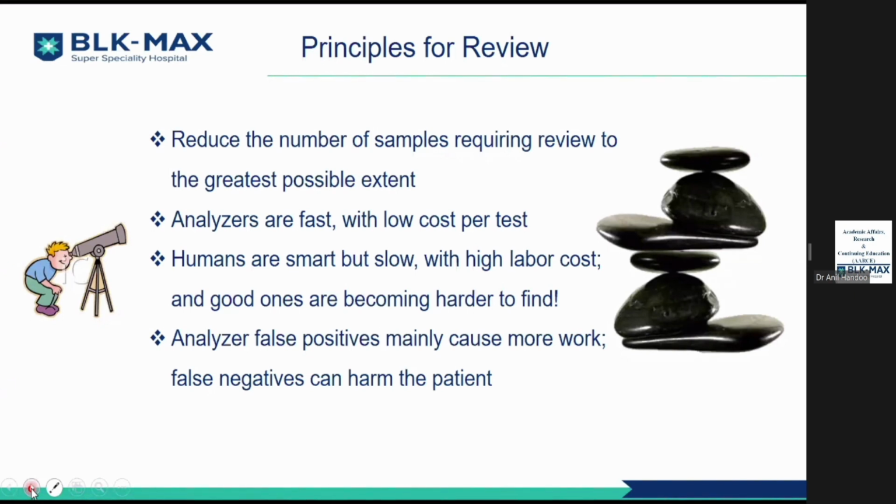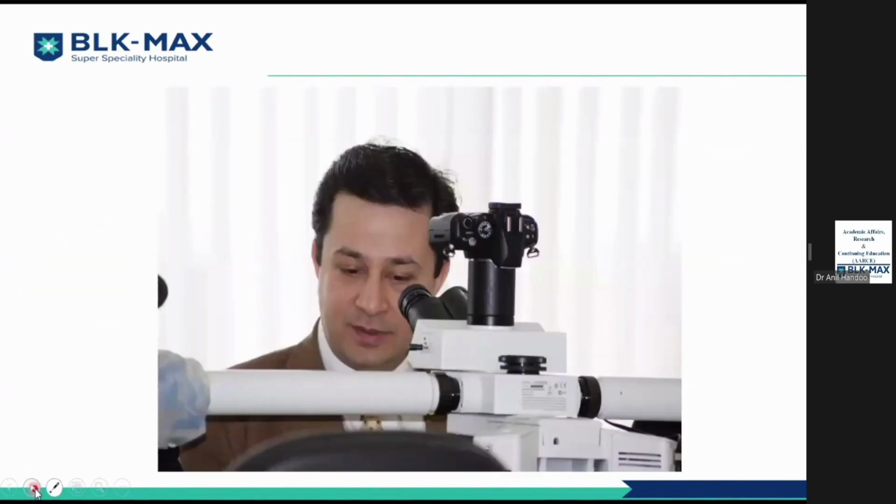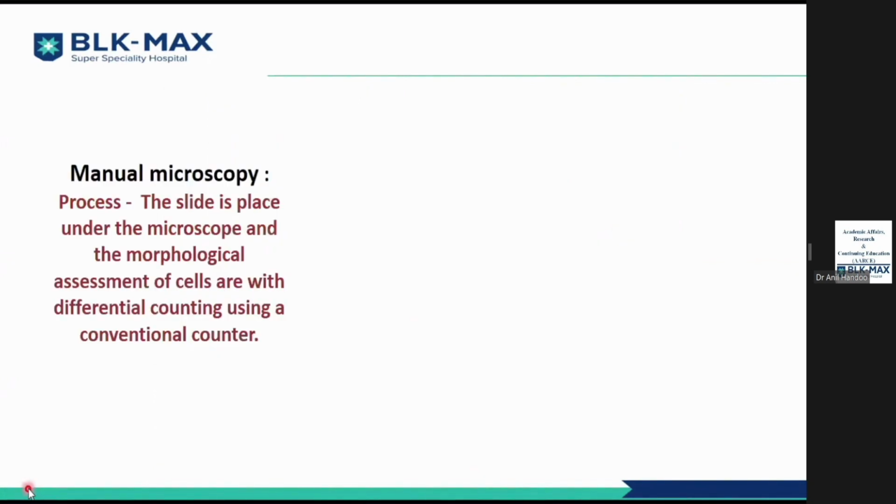Also importantly, sometimes we may have false positive results from the analyzers, which can potentially increase your burden, but at the same time, you don't want to have a false negative because that can harm your patient. So when you're looking at review in general, you have to look at the workload of the test, but at the same time visualize the risks which you can potentially have for the patient. And of course, you need some smart people like me, who eventually will review the smear manually on a microscope. So let's see what happens when you do a manual microscopy.